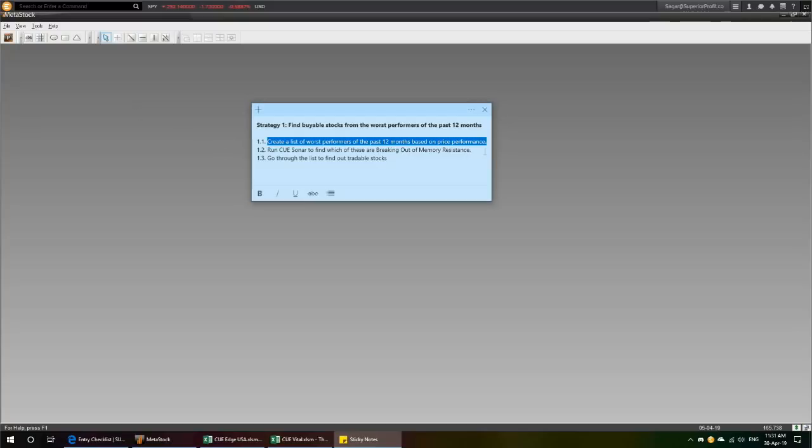Second step, we'll run the Q Sonar program, search program, to find out if any of them are breaking out of memory resistance. Then we'll have stocks that are at low price breaking out, and then we'll go through those charts to see if we have a viable opportunity in that.